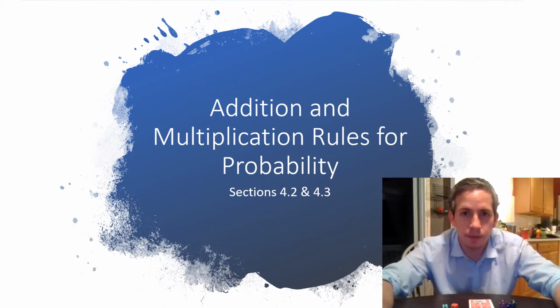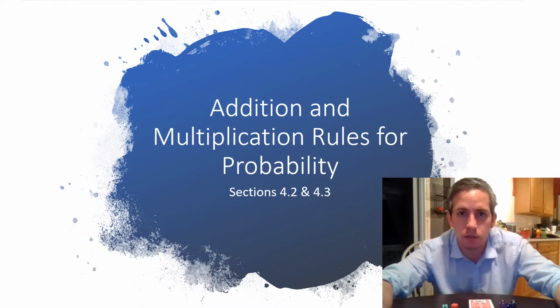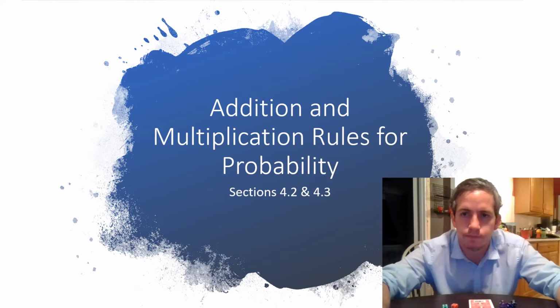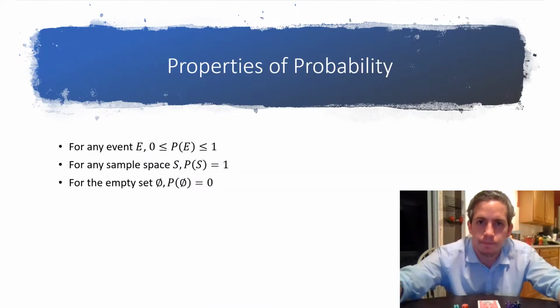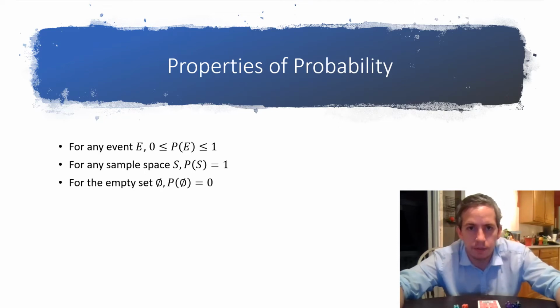Welcome back. Today we're going to be talking about different ways to compute probability. In particular, we're going to be looking at the addition and multiplication rules for probability. These are different ways to make it easier when we're trying to actually make these computations. So the first thing we want to talk about is a couple of properties.